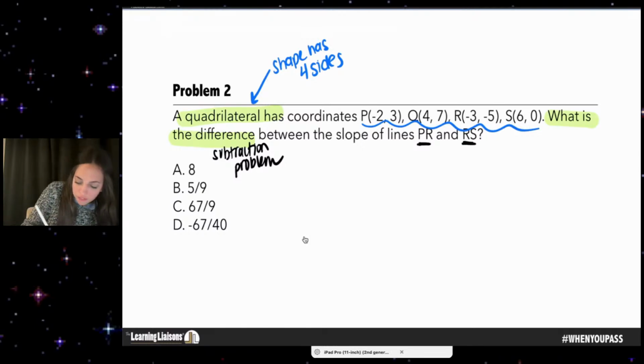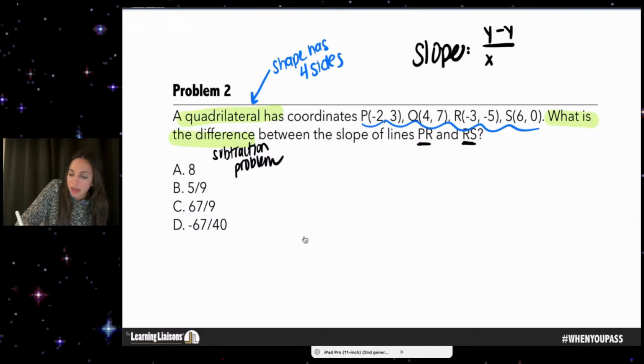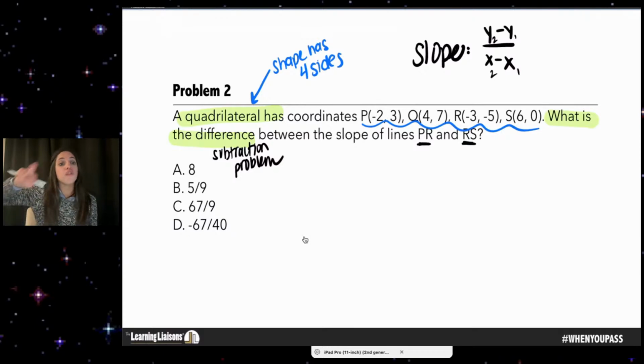But how do I find slope? Slope can be found by doing y minus y over x minus x. A lot of times you will see this formula written y2 minus y1 over x2 minus x1. Does it matter if you do y2 or y1 first? No, but it does matter that you follow the pattern. If you do y1 first, then you have to do x1 first. If you do y2 first, then you have to do x2 first. Does all of that make sense?